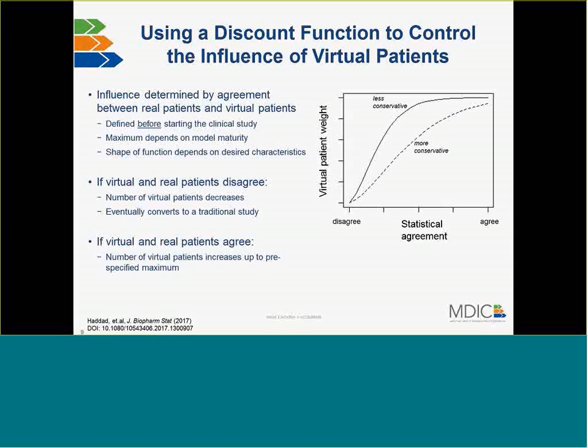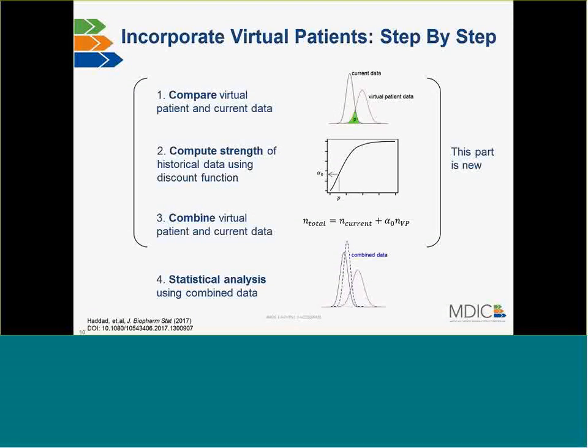When they agree, then you get the chance to stop early, enroll fewer patients, and it can give you some nice power measures. So let's talk about this one more time, step by step, to give you an understanding. There's really three things that are new to the clinical design process here. First is comparing the virtual patient data and your current data. The second thing is letting your statistical comparison drive how much weight you have, and that's where you compute the value of the discount function.